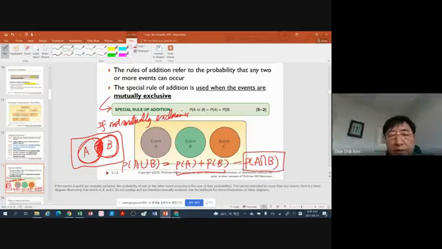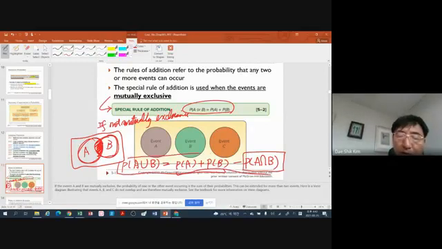In addition, if the events are mutually exclusive, this is correct. If two events are not mutually exclusive, P(A or B) is equal to P(A) plus P(B) minus P(A and B). If mutually exclusive, this part will be zero, and then it goes back to the earlier form. Does everybody understand this one? Do you understand? Yes, sir. And then I will go to an example.